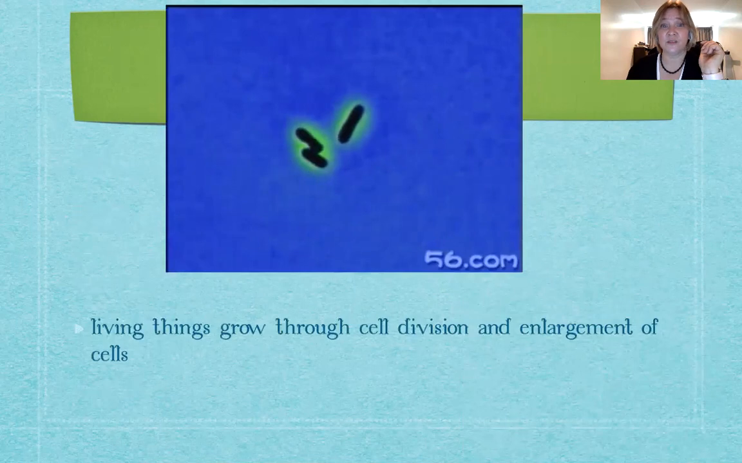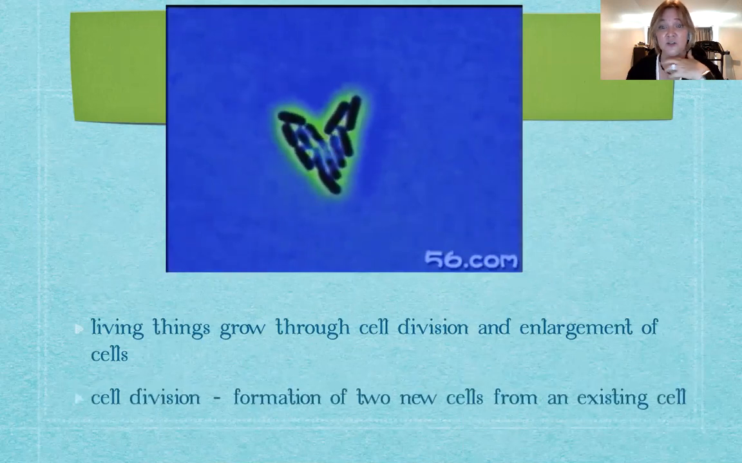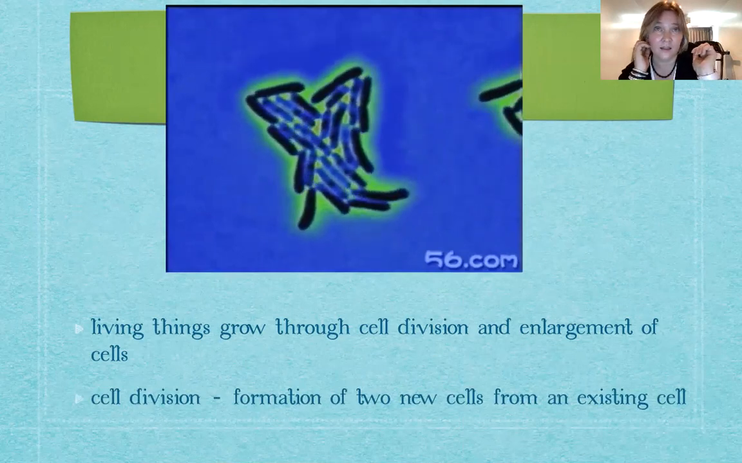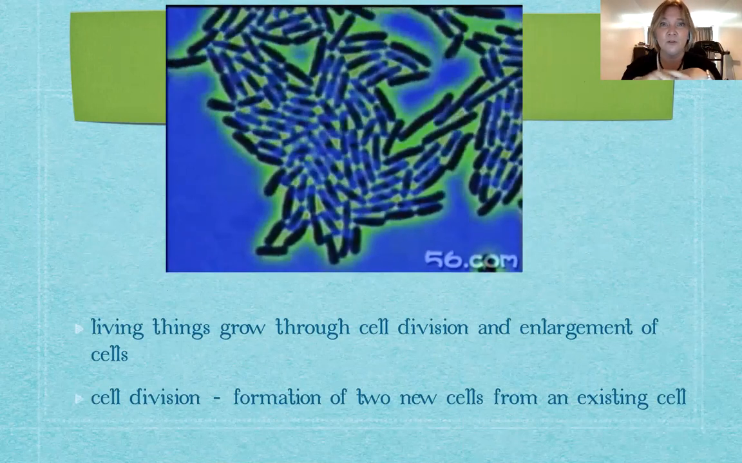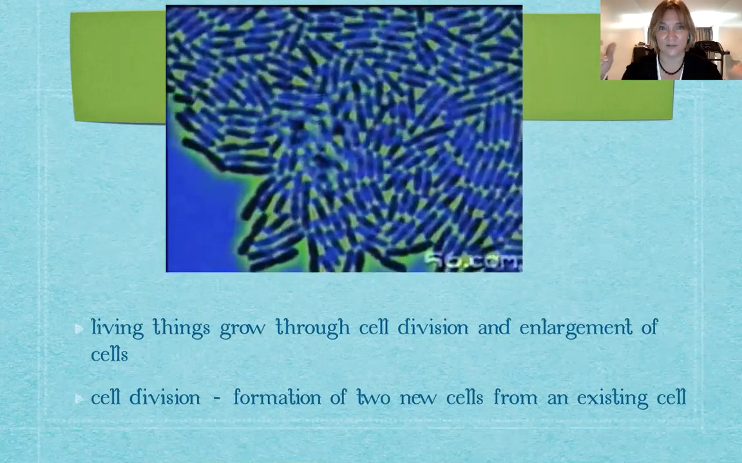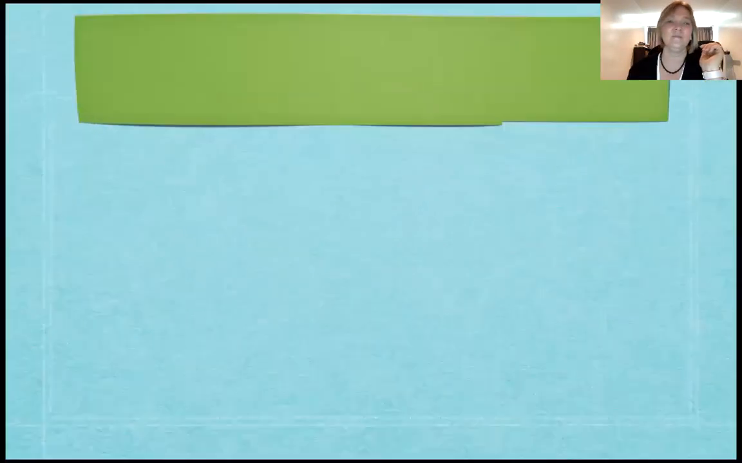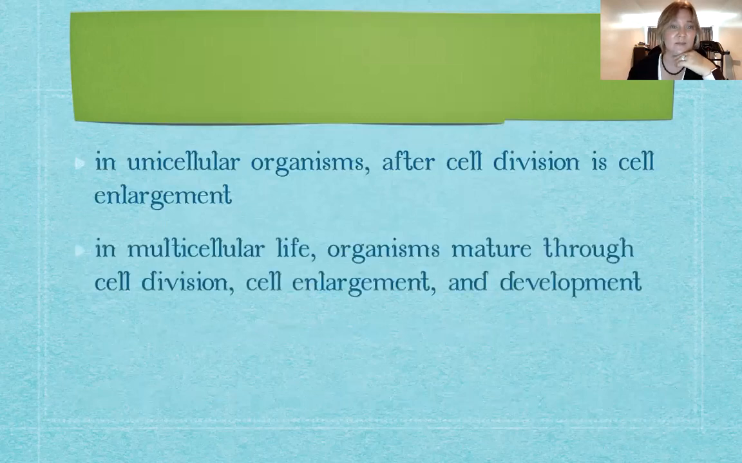Living things grow through cell division, which you see happening in the video here in bacteria. Cell division and enlargement of cells. Cell division is the formation of two new cells from an existing cell. There's a joke that's shared by biologists everywhere that says biology is the only field where both multiplication and division mean the same thing, because cells multiply by dividing. For unicellular organisms, after cell division is cell enlargement. And in multicellular life, organisms are going to mature through cell division, cell enlargement, and development.